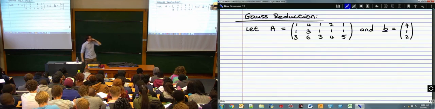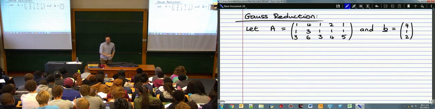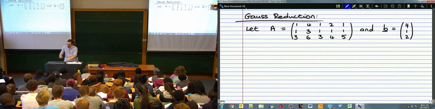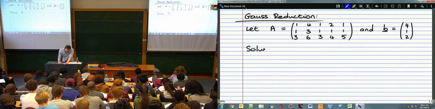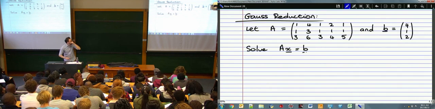All right. So we're going to write down these two over here, A and B, and we're now going to try to solve. Let this be that and let this be this. Solve AX equal to B.